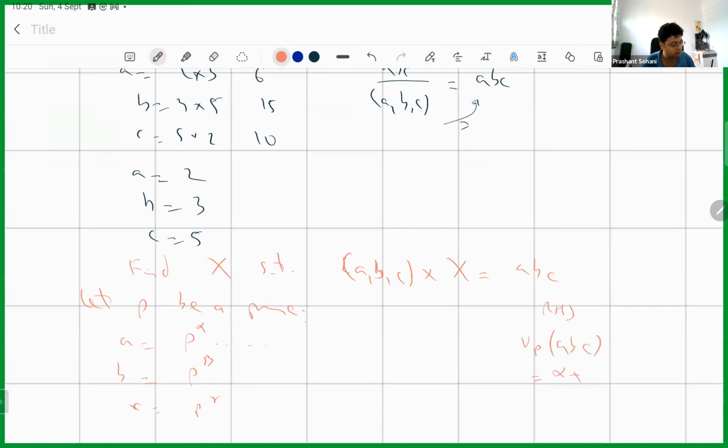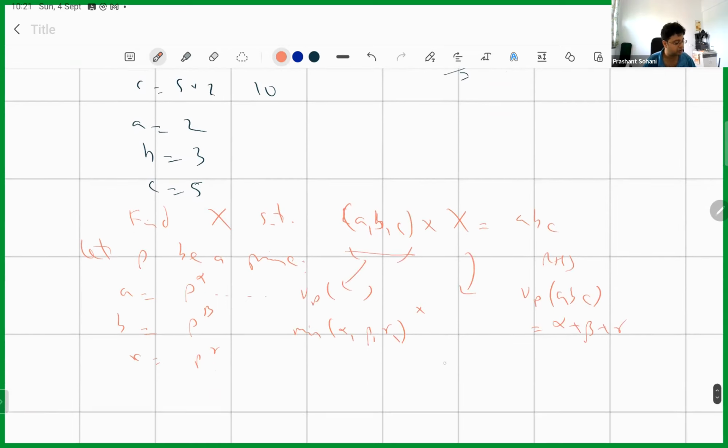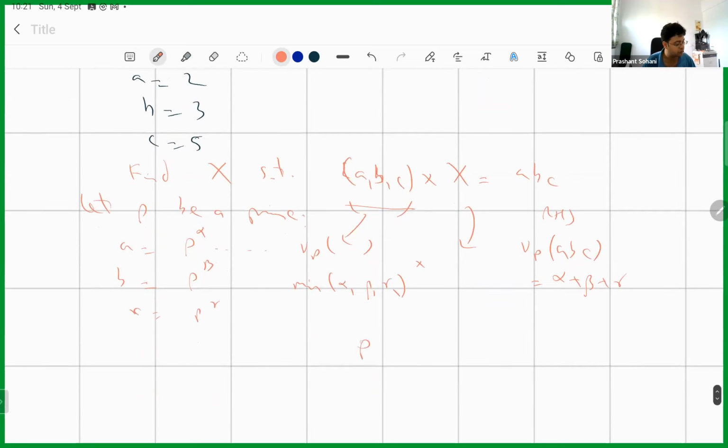On the LHS, the VP of this term will be simply the minimum of alpha, beta, gamma. So whatever this x is, it has to have the exponent alpha plus beta plus gamma minus the minimum of alpha, beta, gamma. That is what this x should have.